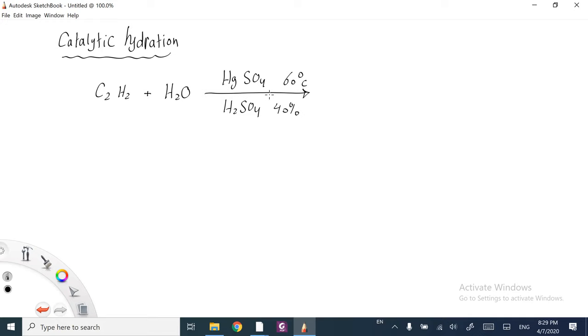What happens? In this case, we find CH3CHO formed. This is called ethanol or acetaldehyde, CH3, C double bond O, H. What about the mechanism of this reaction? Let's talk about the mechanism of this reaction.